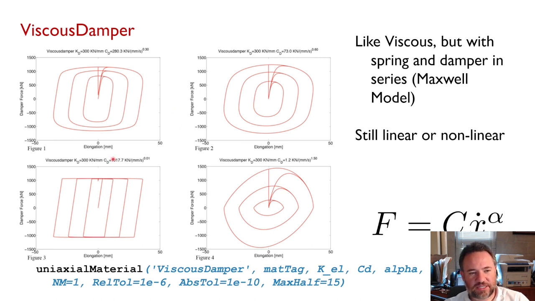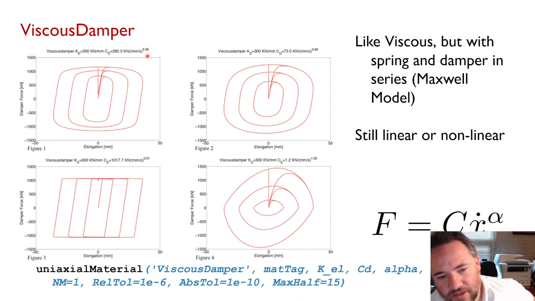But here we can see some examples. Here's a viscous damper with a stiffness of 300 kilonewtons per millimeter in series, and a viscous damping coefficient of 280.3. And you can see there's an exponent here, because if this is nonlinear viscous damping, then the unit of CD also gets changed. If anyone wants to do viscous damping and stuff, let me know, just so that I can give you the right information to figure out how to calculate C values for nonlinear exponents if you end up going with nonlinear exponents.